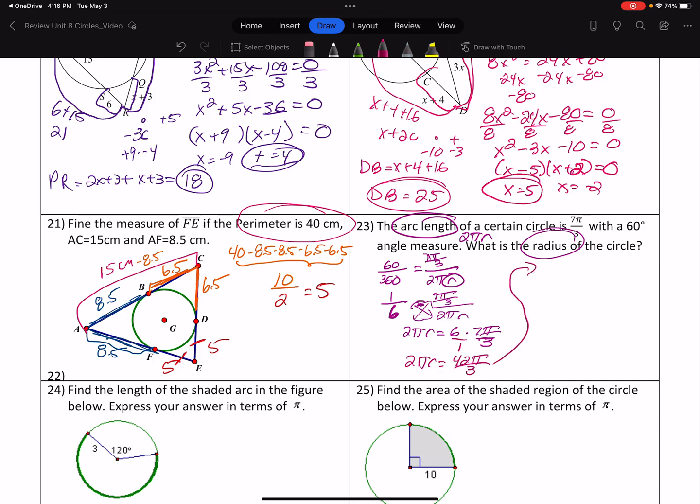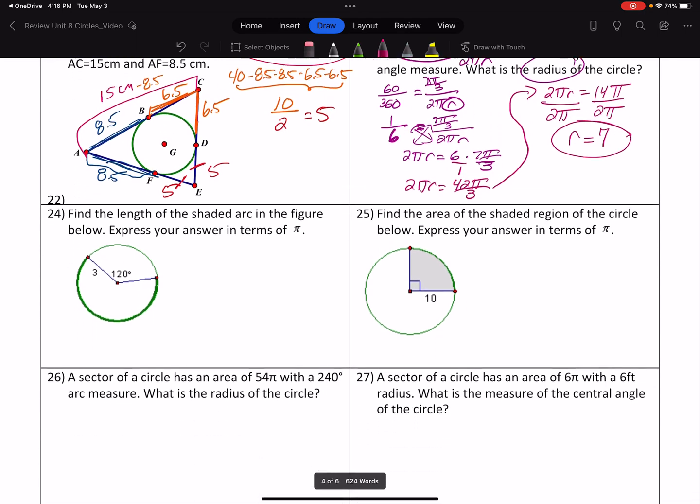That can be simplified. 2 pi r is equal to, wow, my brain just stopped working for a minute, is equal to 14 pi. I divide by 2 pi. I divide by 2 pi. My radius is going to be 7. We have no units, so that's all we leave is 7.